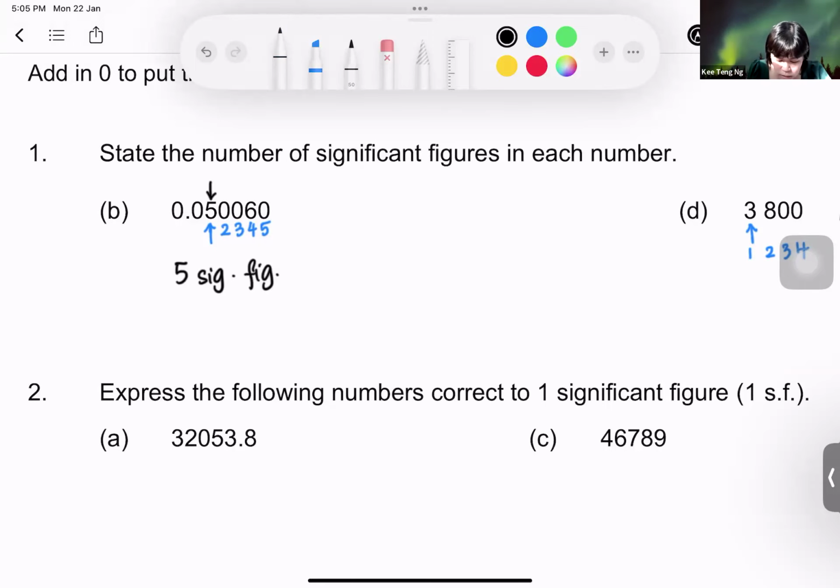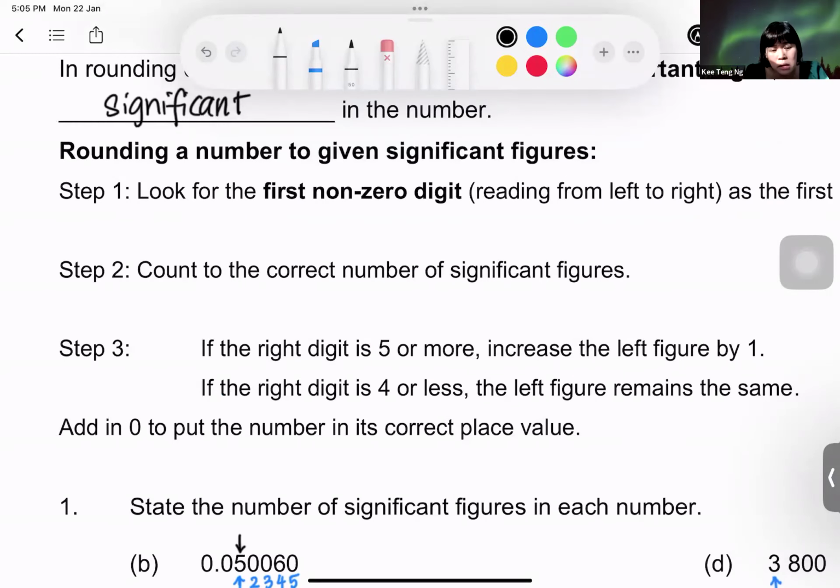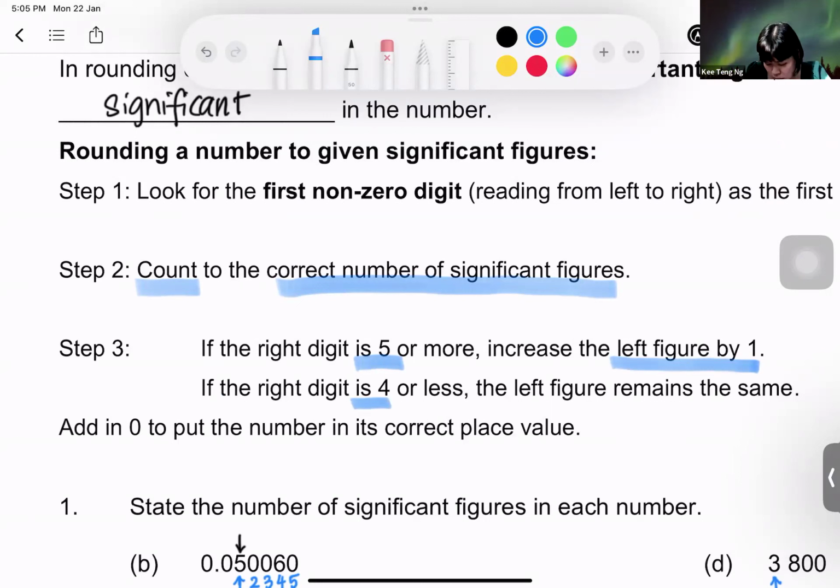Question number 2. Now, the next thing is, how are we going to round off a number to a certain given sig fig? I need to count to the correct number of significant figures first. Then I check if the digit on the right is more than 5, you increase the left figure by 1. If the digit on the right is less than 5, then you let the figure remain the same.